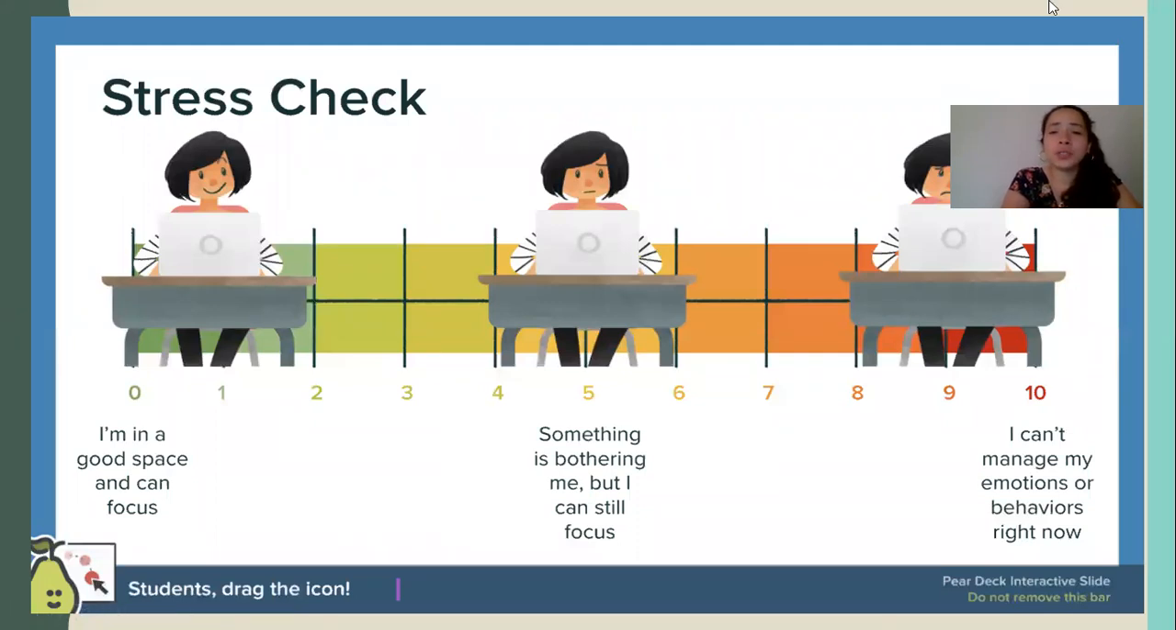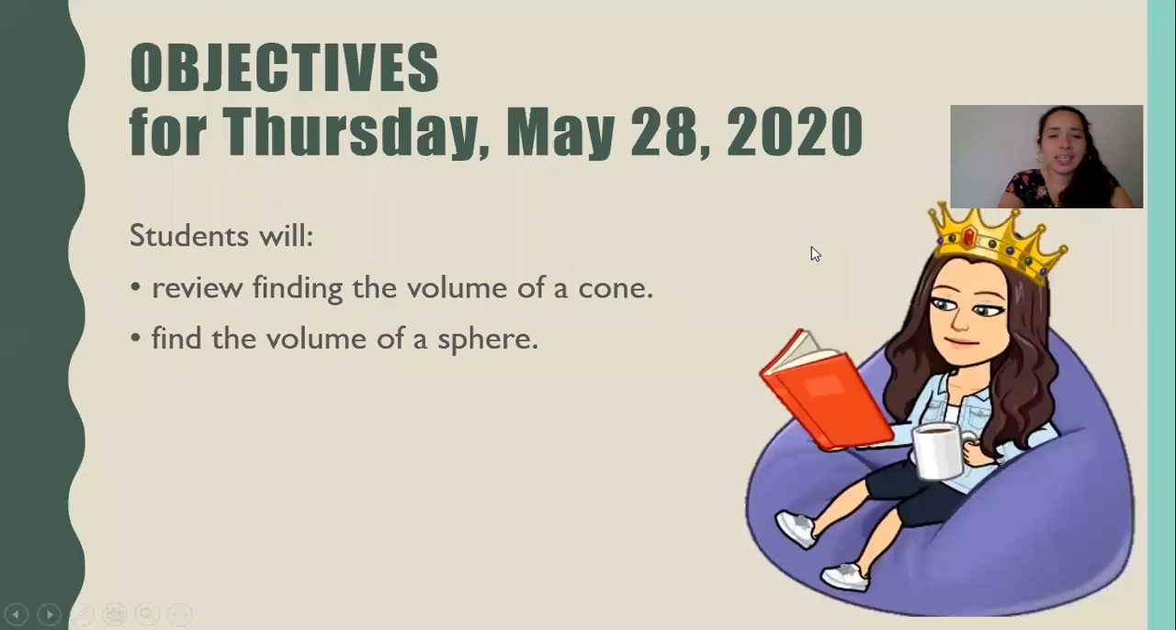And let's go ahead and do our stress check. So in the chat box, type how you're feeling. Victor already knew. He said, I'm just going to go ahead and put my answer because I know. Except don't look at the top. All right, I'm glad everyone's in a good state.